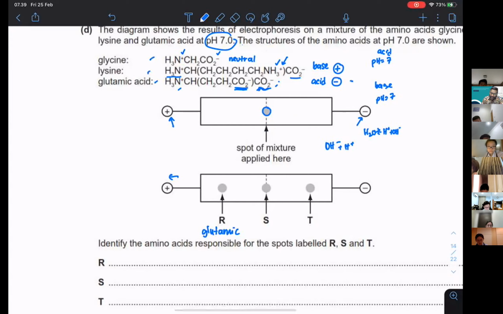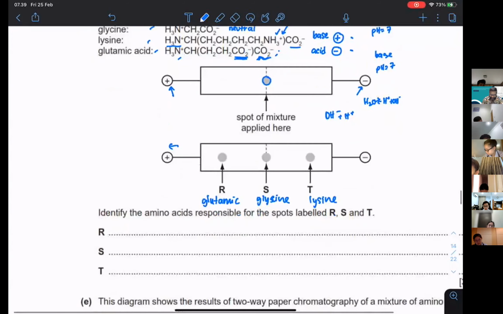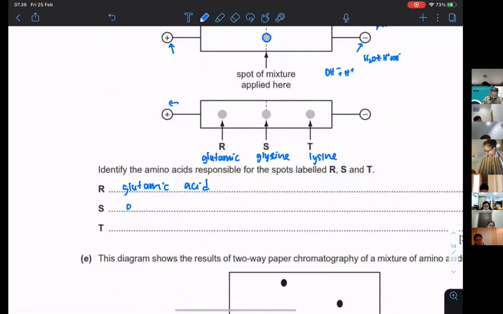So you just have to check the structure. This is glutamic acid, and S is going to be neutral, that is your glycine. Glycine is neutral. T is going to be a positive charge, which is going to be lysine. So they are going to go to the negative electrode. So if you put over there, just write down glutamic acid, then S is going to be glycine, and T is lysine.